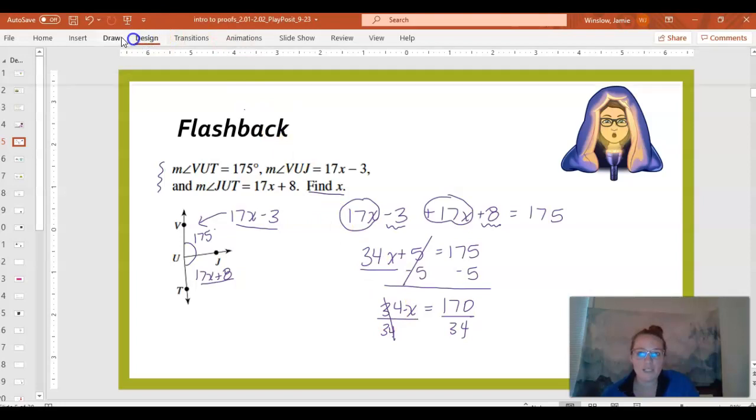And when you do 170 divided by 34, you do get 5. So x equals 5. And we're finished. In this case, they just wanted us to find the value of x. Be careful though, because sometimes they're going to want you to find the angle measure, in which case you would just take that x value and plug it back in.